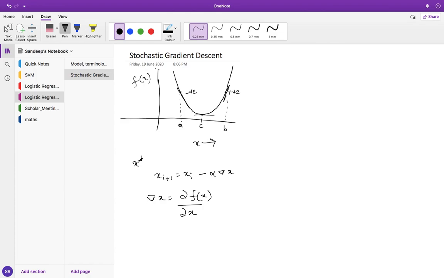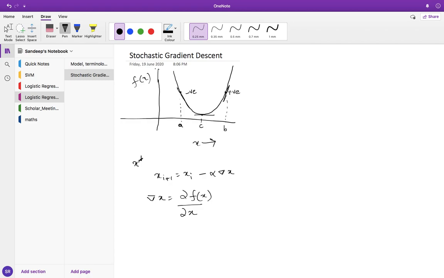Suppose you have chosen the random point as B. Here the slope is positive, so with the negative sign the overall term is negative, and whatever the xi value may be, it would subtract from it and you would once again reach closer to C. So irrespective of where you start, it will always tend to move in the direction of the minimum point. That is how the stochastic gradient descent algorithm works.